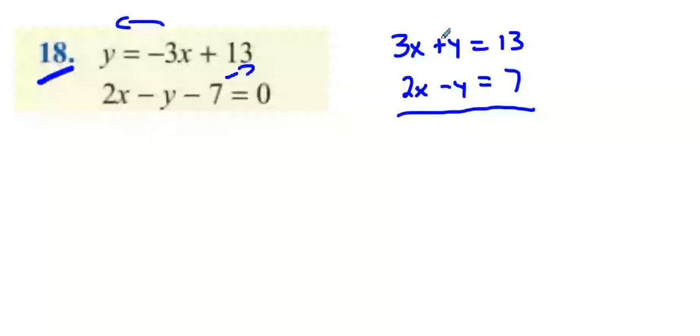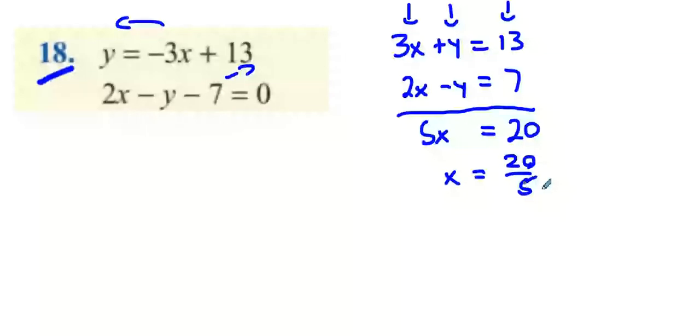Now what we're going to do is add downwards. And when we add downwards, the y should cancel. So we'll end up with 3x plus 2x, which is 5x. 5x equals our 20. And then when the 5 moves over to the right-hand side, it becomes division of 5. And then we're going to have x equals 4.